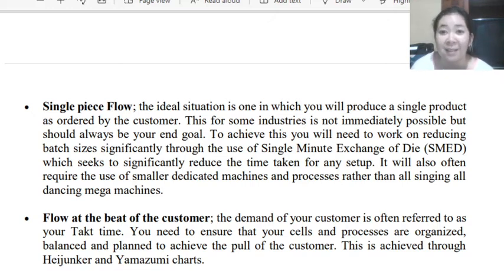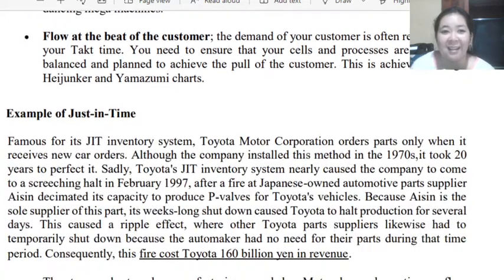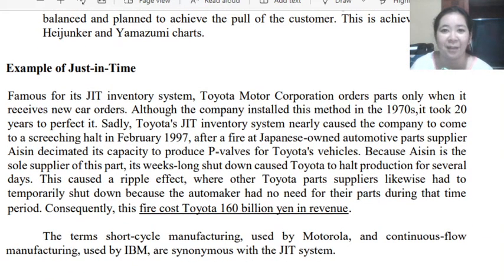Okay, so what are the examples of just-in-time? Famous for its JIT inventory system, of course, is Toyota Motor Corporation, where the JIT system came from and was born. So here they order parts only when it receives new car orders. Although the company installed this method in the 1970s, it took 20 years to perfect it.